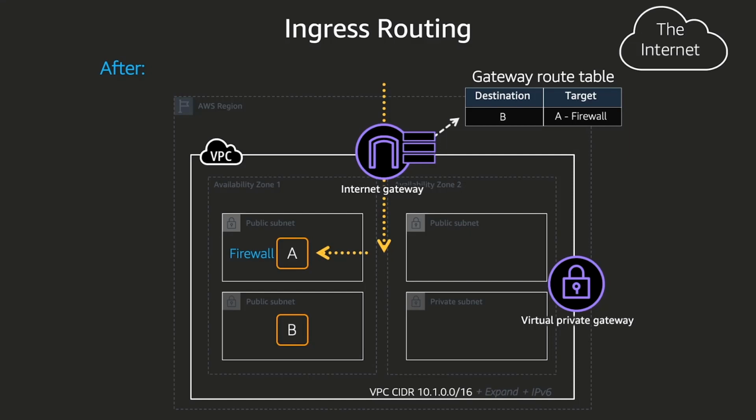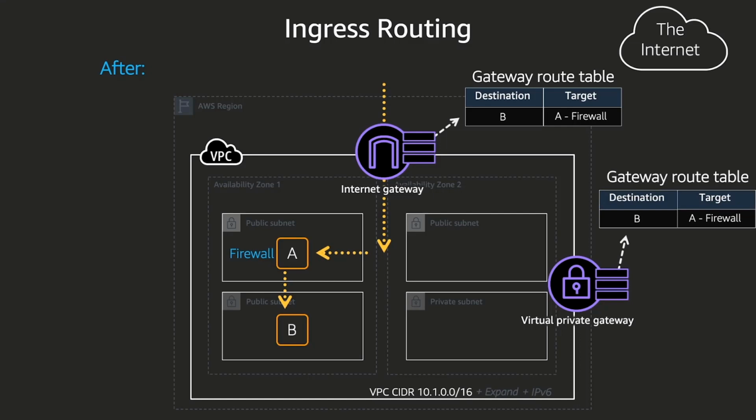Instead of just following that local route in the VPC route table, we're actually doing a little bit of ingress routing at the internet gateway. So instance A can then forward traffic onto instance B as needed. Now, if we look at the virtual private gateway, we've also got a destination of B, traffic's coming into the VGW, and we're sending that to firewall A, and firewall A is then sending traffic on to instance B.